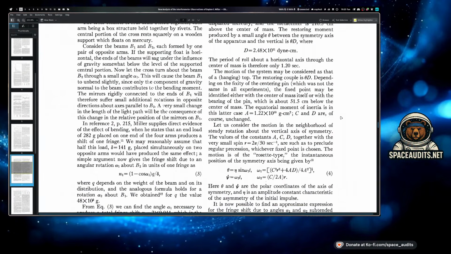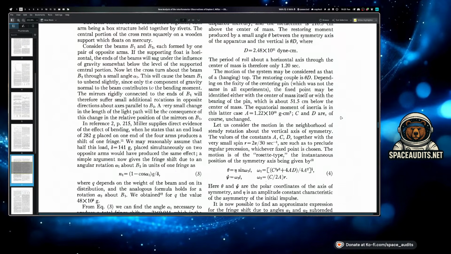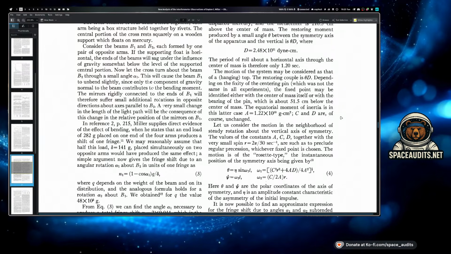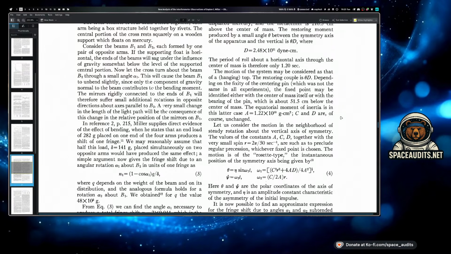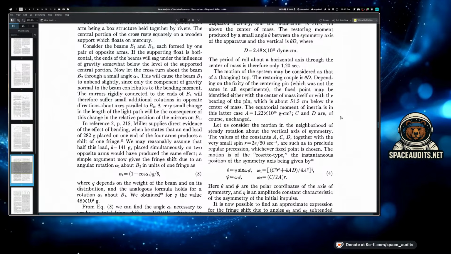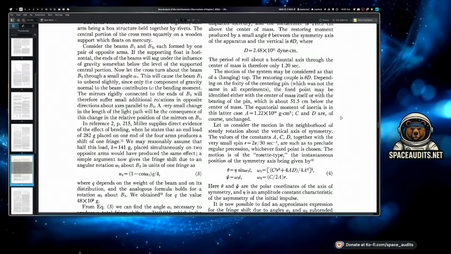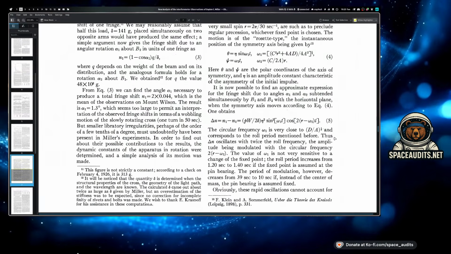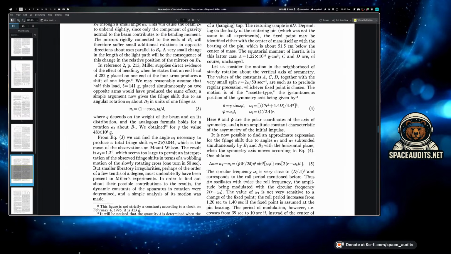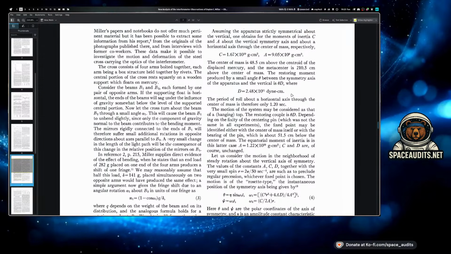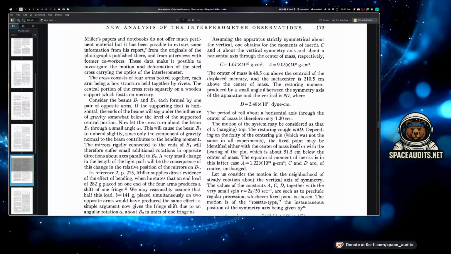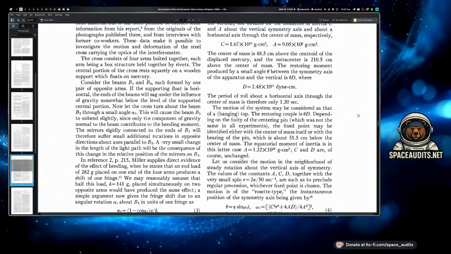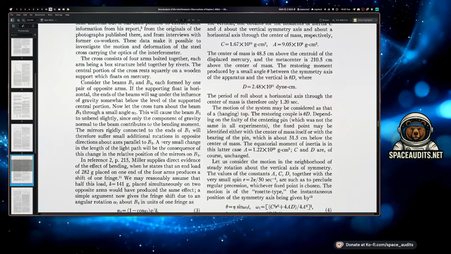In reference to page 215, Miller supplies direct evidence of the effect of bending when he states that an end load of 282 grams placed on one end of the 4 arms produces a shift of 1 fringe, as in we're putting a totally non-symmetrical weight on 1 of 4 points radially around this thing. And what do you know? It distorts. And none of that happens when they're taking readings, so I don't know why he would do it.